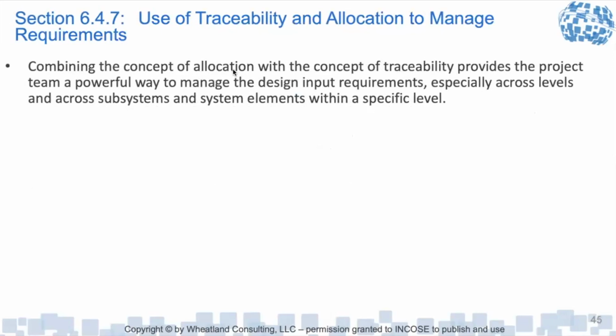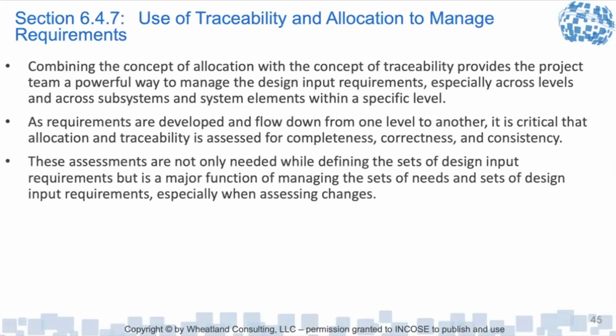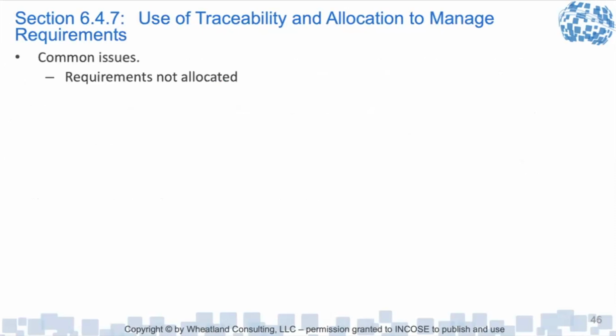Use of traceability and allocation together helps us manage our project better. When we combine those two, there's a lot of defects that we can find as we're going from one level to the other. Answering a key set of questions will help us have a more complete, consistent, and correct set of requirements. So we can assess which requirements at one level were never allocated. That means that if they weren't allocated, then the lower level systems won't have a child to meet those. So those requirements will not be fulfilled.